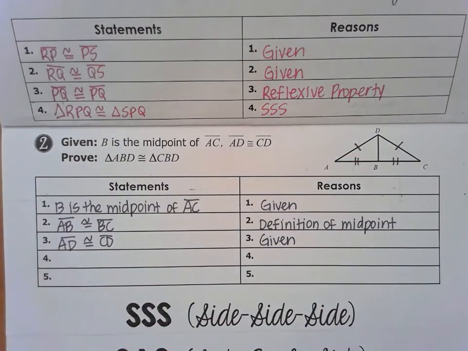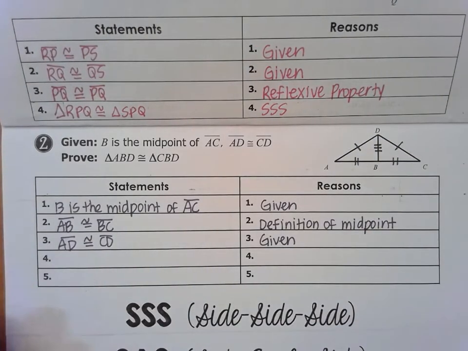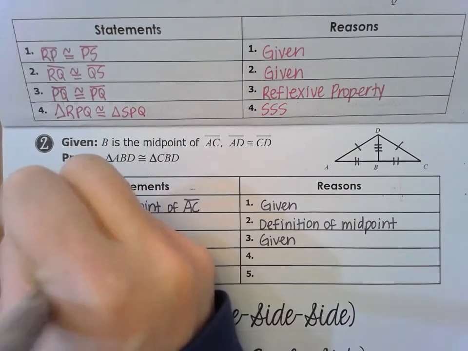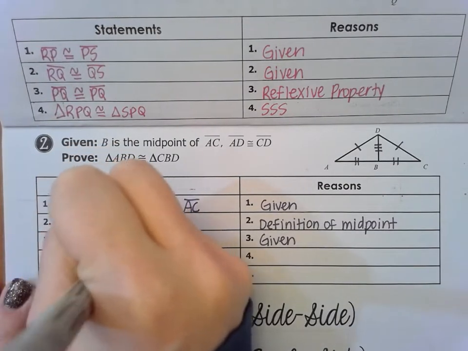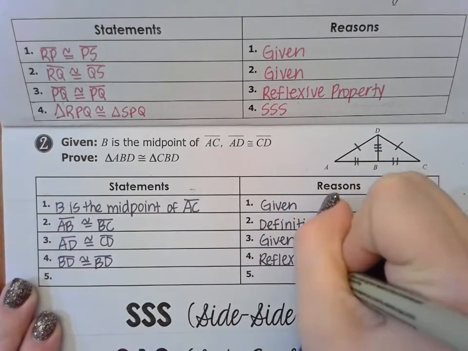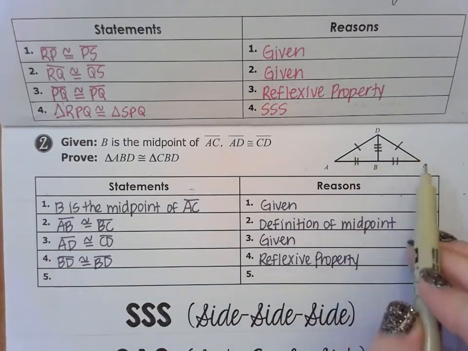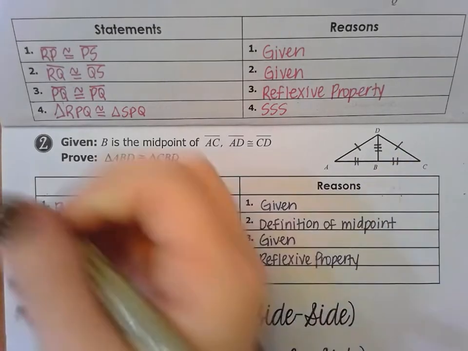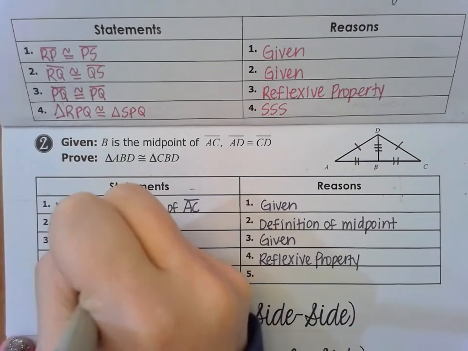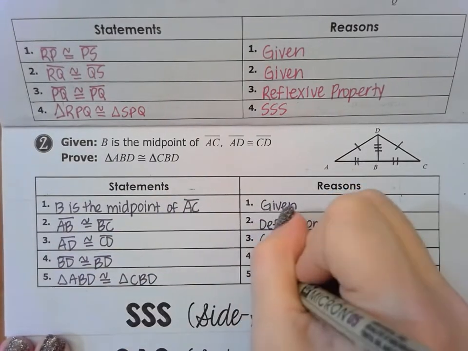So now we're going to do side, side, side, so we're just missing this last side. Well, we know DB is congruent to DB. It's congruent to itself, and that's because of the reflexive property. So we can put that BD is congruent to BD by the reflexive property. Since we know that these three sides are congruent to these three sides, then we know that these two triangles are congruent. So triangle ABD is congruent to triangle CBD because of the side, side, side postulate.